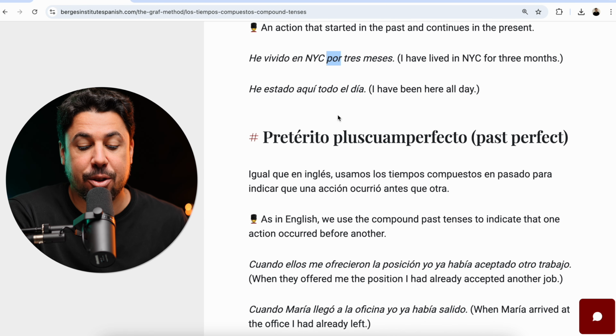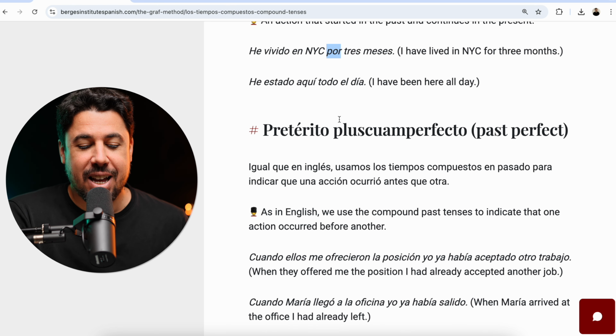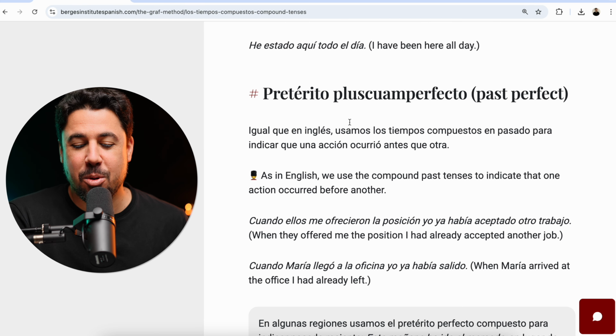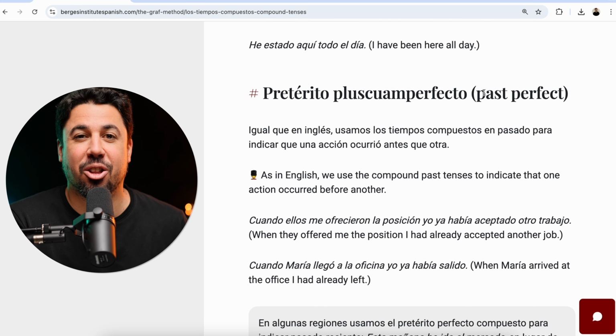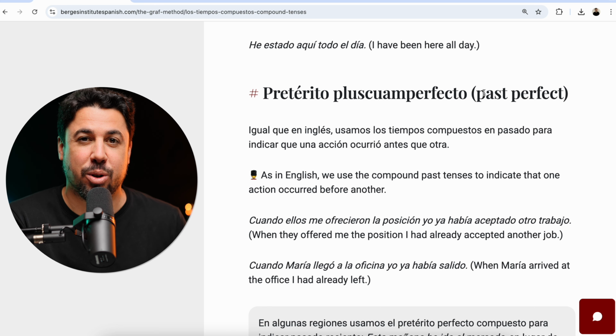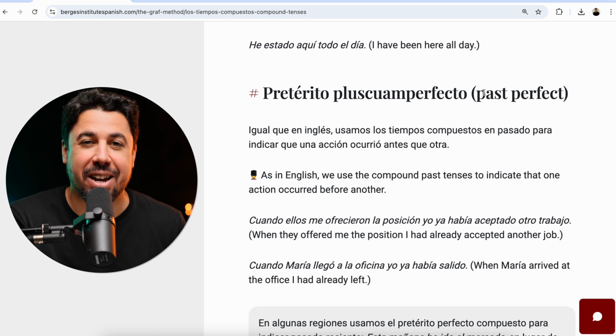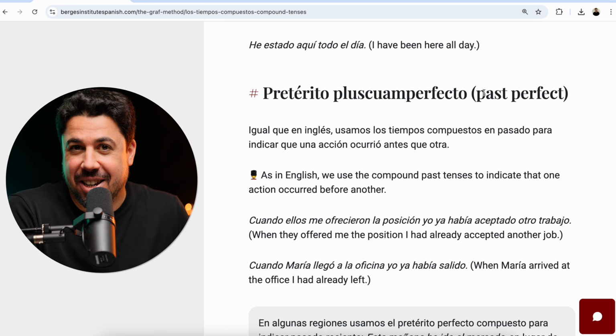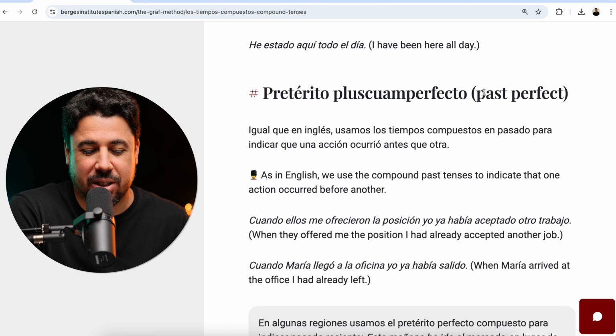He estado aquí todo el día. I have been here all day. And it's assumed that I'm still here. Estoy aquí. He estado aquí todo el día. And let's look at the other one, the pretérito pluscuamperfecto, the past perfect. Instead of I have driven or I have been, this is I had driven or I had been. So how do we use this in English or in Spanish? Let's think about it for a second.